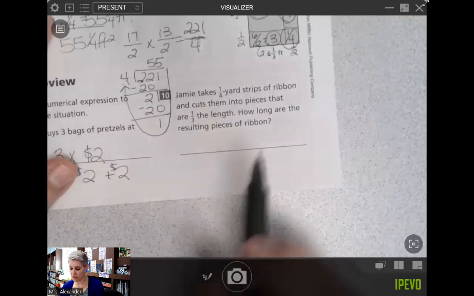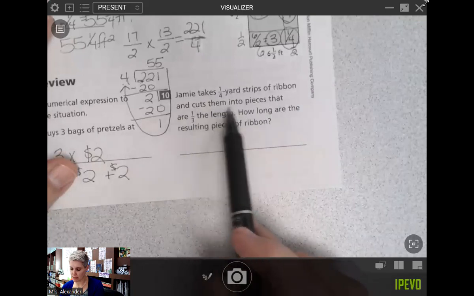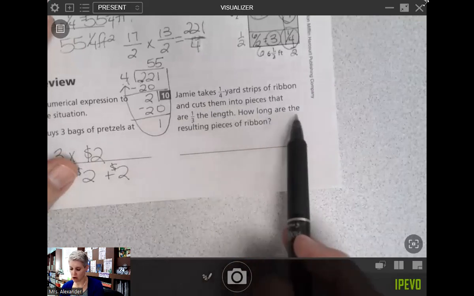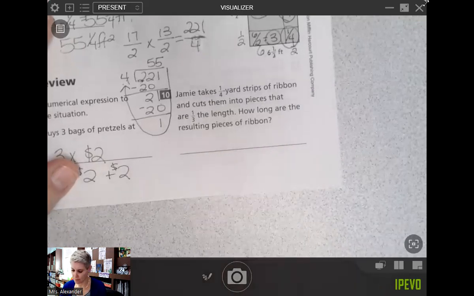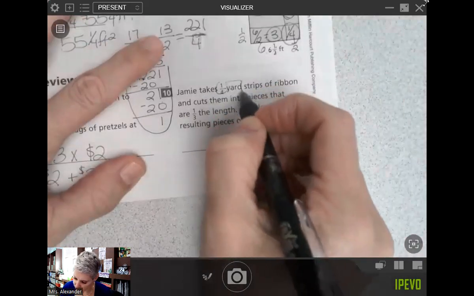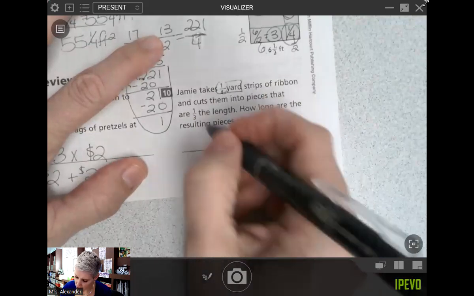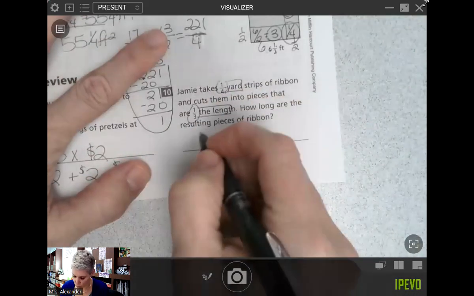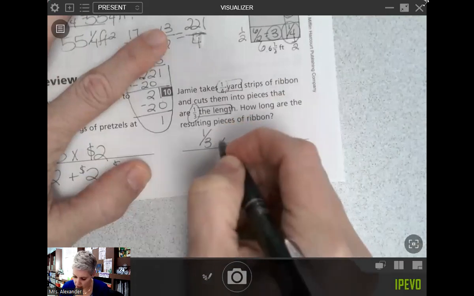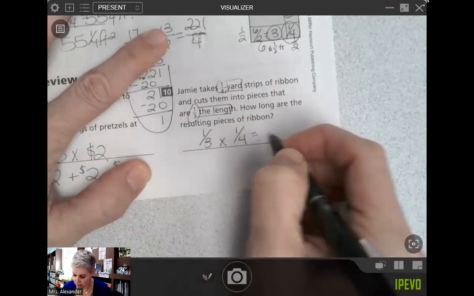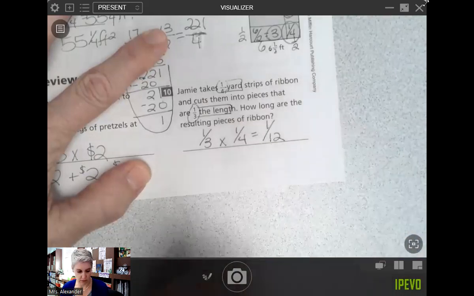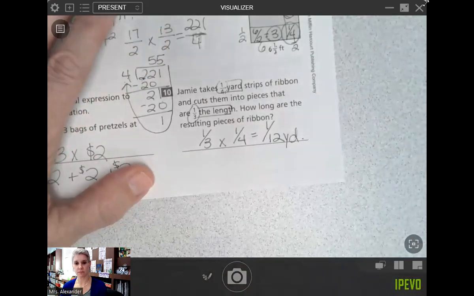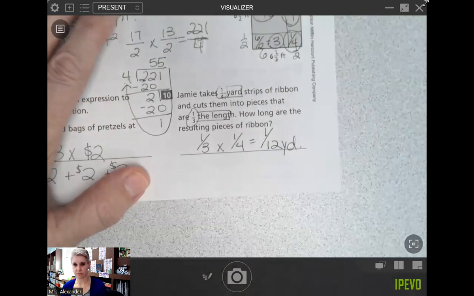Jamie takes 1/4 of a yard strips of ribbon and cuts them into pieces that are 1/3 the length. How long are the resulting pieces of ribbon? So 1/4 of a yard. They are 1/3 of that length. 1/3 of 1/4 equals 1/12. And that would be yards.